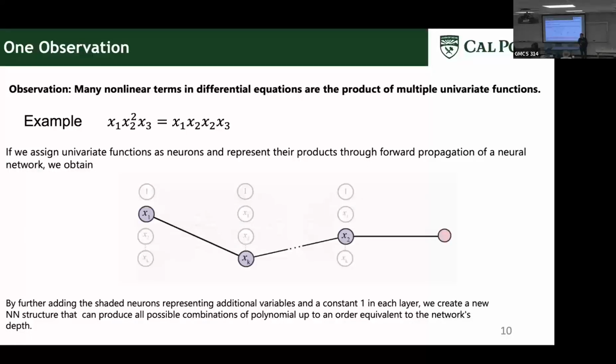So the number of layers determines the highest order. Exactly. If we add those shading neurons here and make it a feed-forward neural network, this feed-forward propagation will give us all the possible combinations of polynomials up to order P, where P is the depth of our network. Does it make sense?